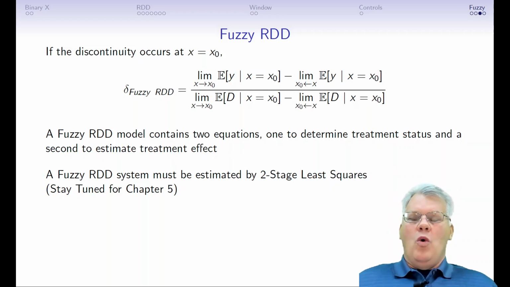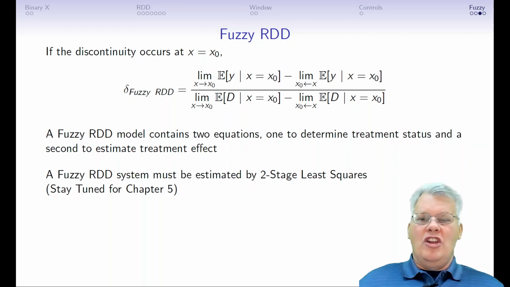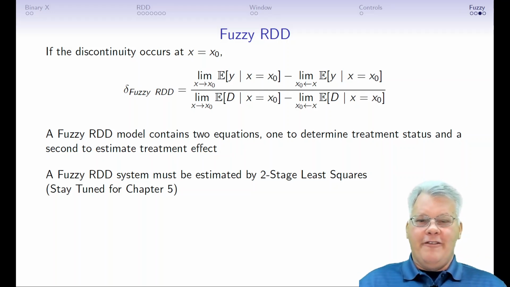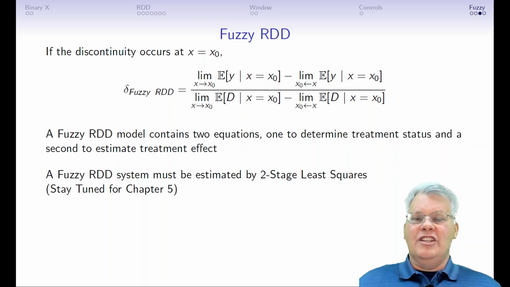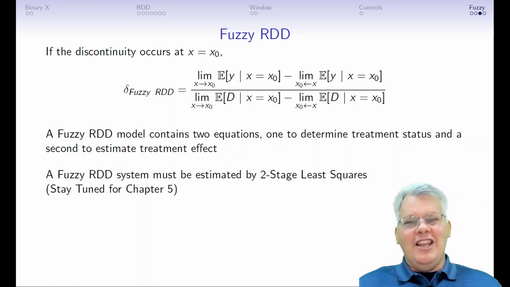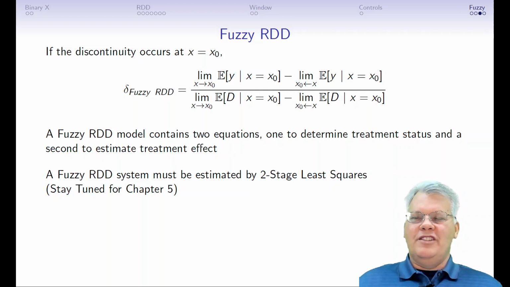Okay. So mathematically, a fuzzy regression discontinuity design contains two equations, one to determine the treatment status. So in this case, are they admitted to Baylor or not? And the second to estimate the treatment effect. So it would be the effect of a Baylor degree upon salary at age 25. The fuzzy regression discontinuity system must be estimated by two-stage least squares, which we're going to cover in Verbeek Chapter 5. So stay tuned, we'll get there, but I wanted to show this to you given we're talking today about regression discontinuity designs.